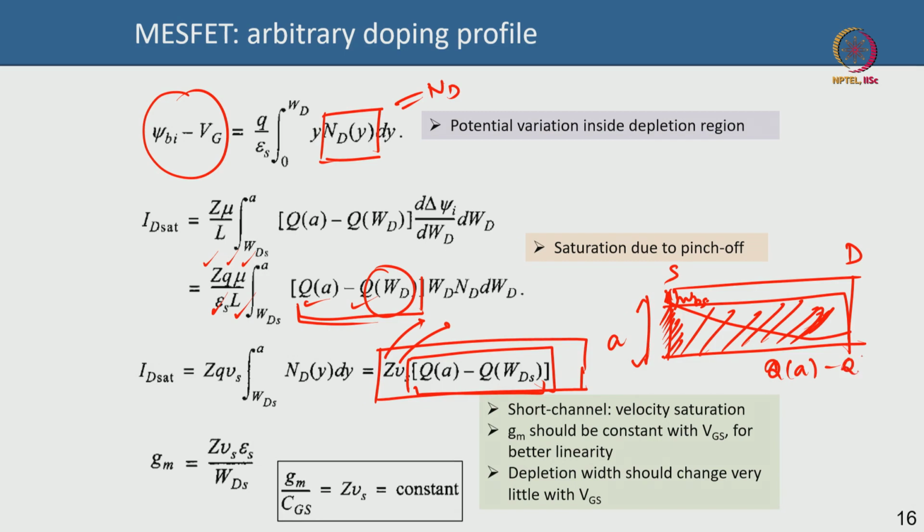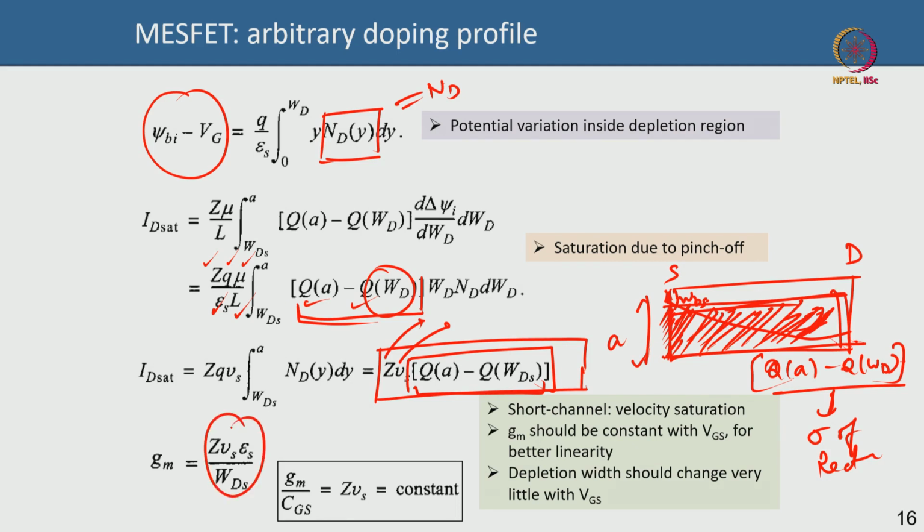Q_A minus Q_W_D is basically the conductivity of that rectangular region, times the velocity of saturation times Z. If you take a derivative of this, you get an expression like that. You can see that this depends on the width, on the velocity saturation, on epsilon, and on W_D_S also.